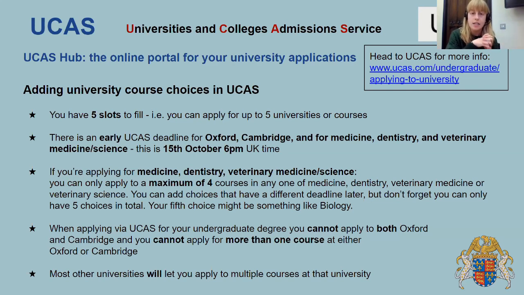If you're applying to medicine, dentistry, veterinary medicine, or veterinary science courses, then you have 5 slots to fill, but you can only apply to a maximum of 4 courses in any one of medicine, dentistry, veterinary medicine, or veterinary science. Your 5th choice has to be something like biology, something related to whichever course from that list. When applying via UCAS for your undergraduate degree, remember you can't apply to both Oxford and Cambridge. Whichever one you're applying to, you can't apply for more than 1 course at Oxford or more than 1 course at Cambridge. Other universities may let you apply to multiple courses at their university, but you'd need to check that from their course pages and their information.